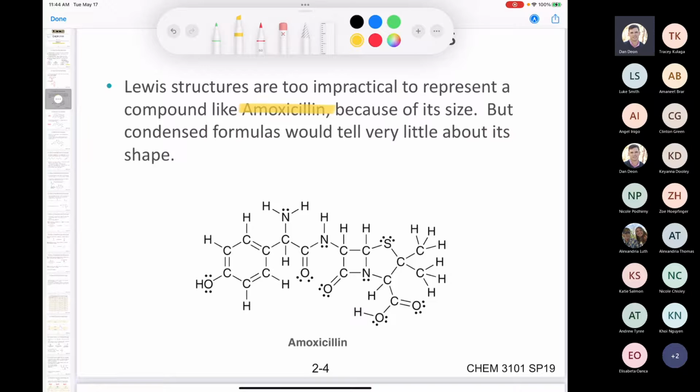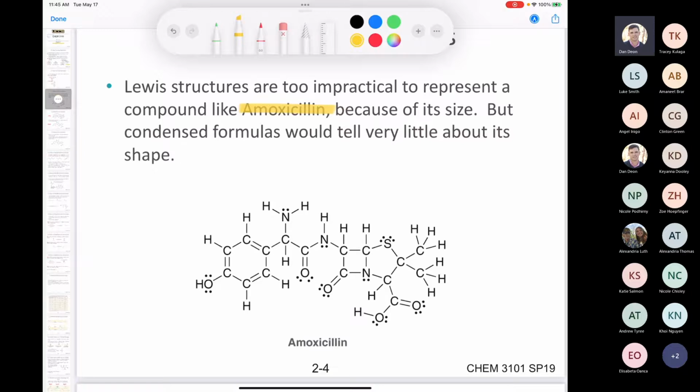And amoxicillin is a really cool molecule because it's an antibacterial that's used to treat many different bacterial infections. It's one of the most commonly prescribed antibiotics in children and costs just pennies per pill. I mean, it's probably about a nickel for a pill, maybe 5 cents for a pill or something.